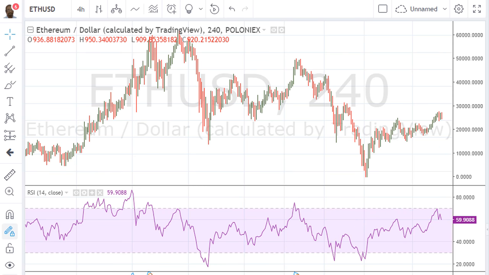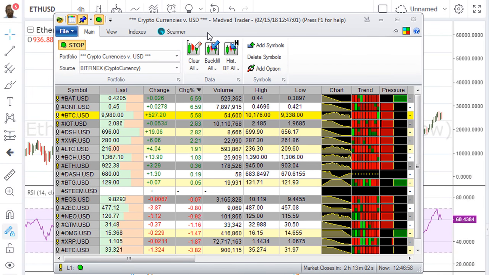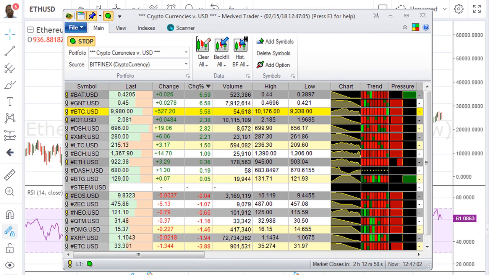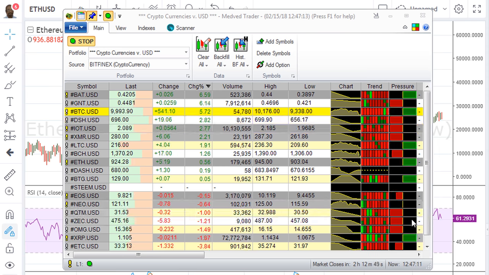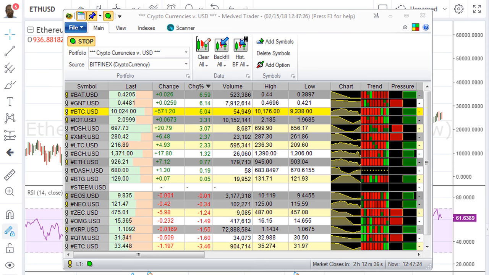And one more time, let's take a look at a snapshot of the cryptocurrencies. Here, what we can anticipate is that if Ethereum is pulling back, then all the cryptocurrencies, which have had a nice couple of days to the upside, are going to start struggling. For example, take a look at BTC. The high for the day is 10,176 as far as the Bitfinex exchange is concerned.